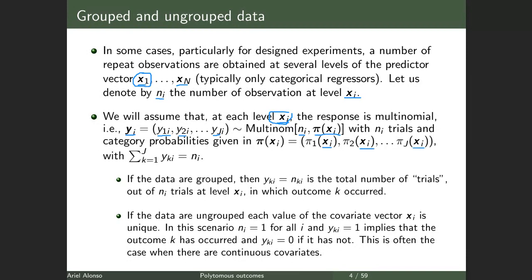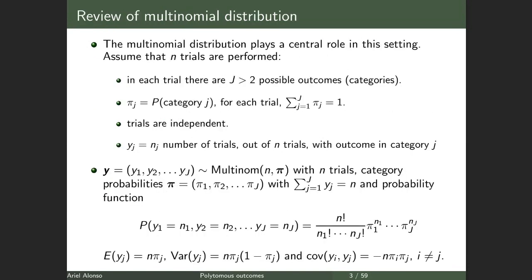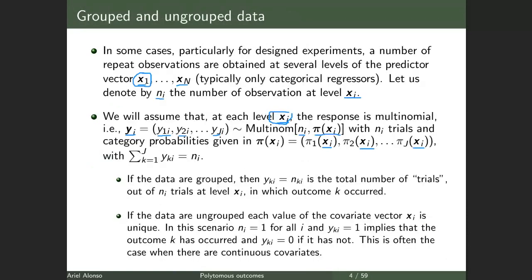So at each level of xi, I have just a multinomial distribution, the same type of distribution we saw before. At each vector of covariates xi, I have ni trials, and in each trial I can have j possible outcomes. Here I have the vector with the number of times the outcome was 1, the number of times the outcome was 2, and the number of times the outcome was j. Obviously, the sum of all these counts equals the total number of trials, which is ni, at this level of my vector of covariates xi.